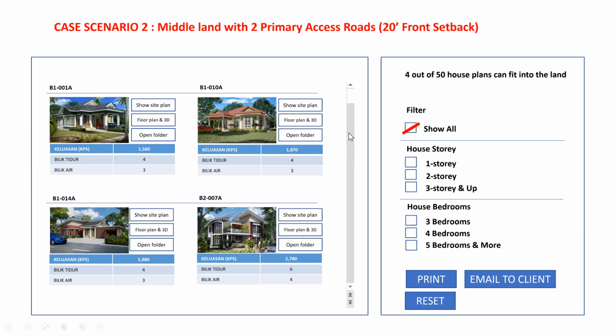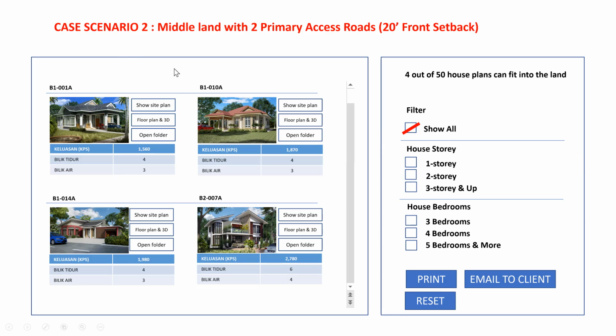So after I have these house plans, I can print them, print the site plan as well, the floor plan and the 3D view of the houses, and then I can email them to my client, and then I can reset. It's just to start the process all over again. So this is the basic thing of how the software should work. Okay, after this I will show several more situations, and then the behind the scenes of how the software should work.